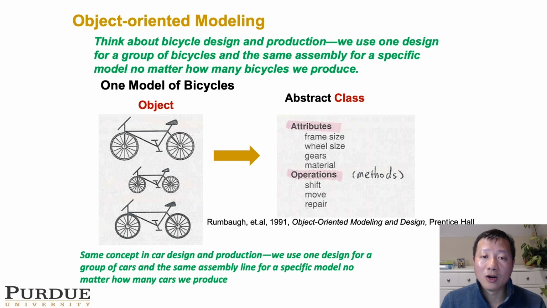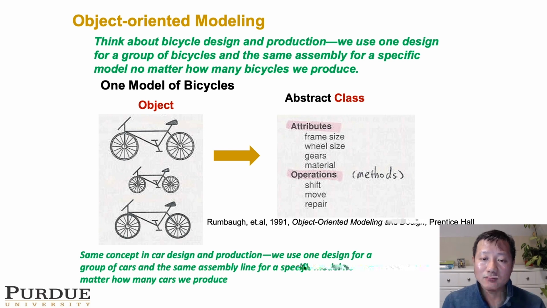Now let's take a look at the everyday life example again. Look at the bicycles, right? Look at them. Thinking about bicycle design and production. We can use one design for a group of bicycles and the same assembly for a specific model, no matter how many bicycles we produce, right?